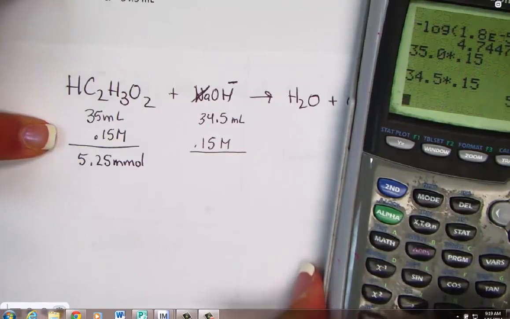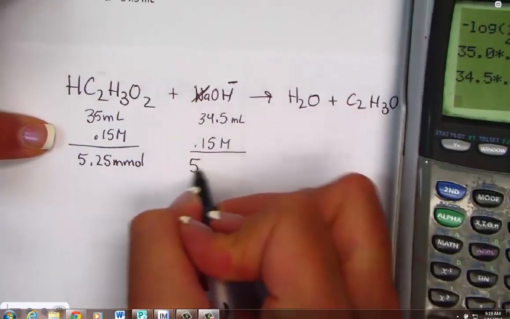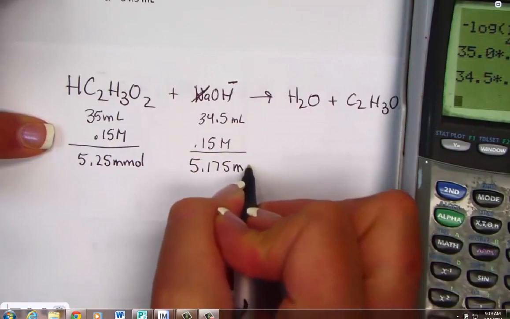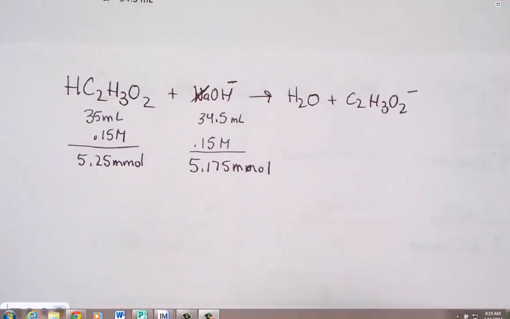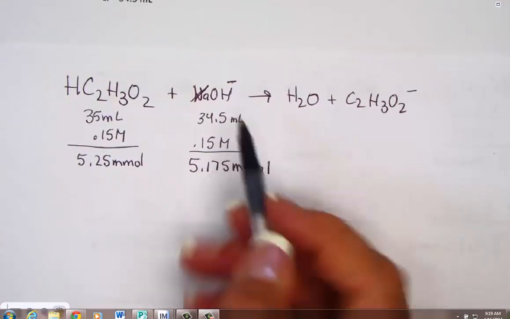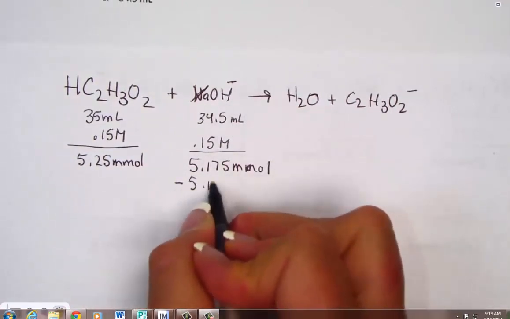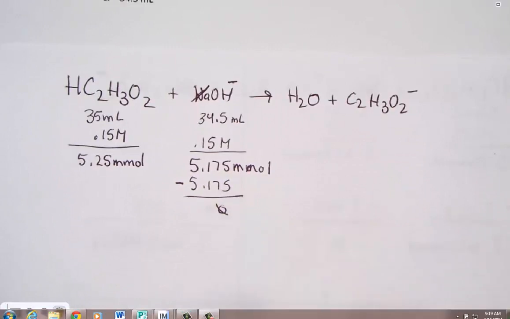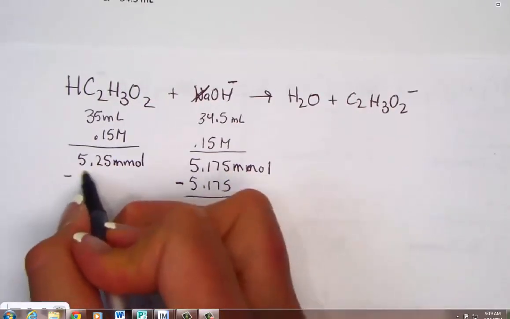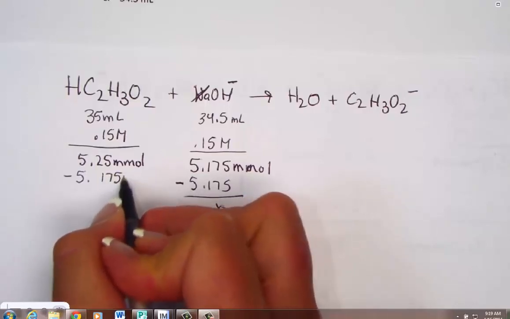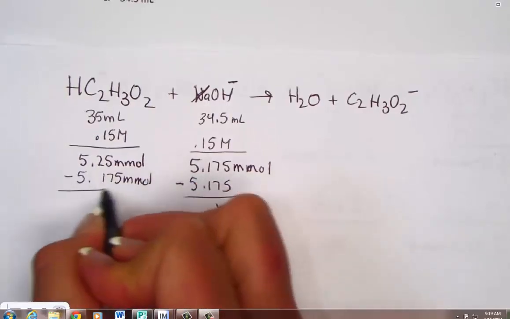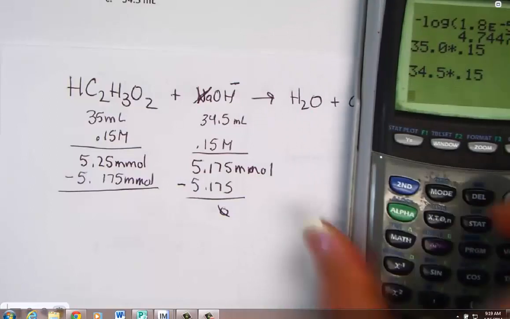So we have 5.175 millimoles of the sodium hydroxide. So clearly we see this is still going to be used first. The limiting reagent runs out first. There's no millimoles left of the strong base. Of the 5.25, 5.175 millimoles of the acid were consumed.